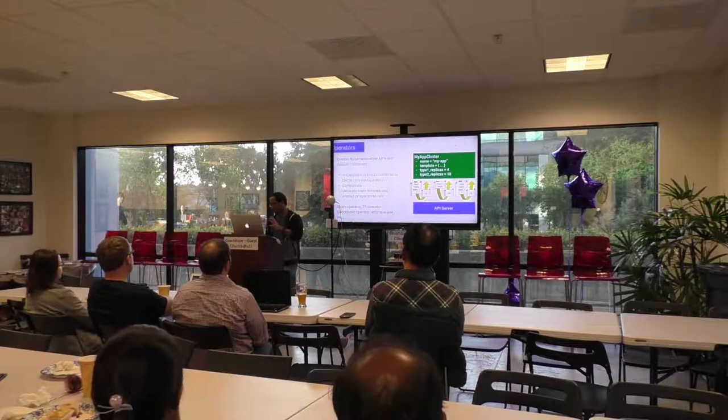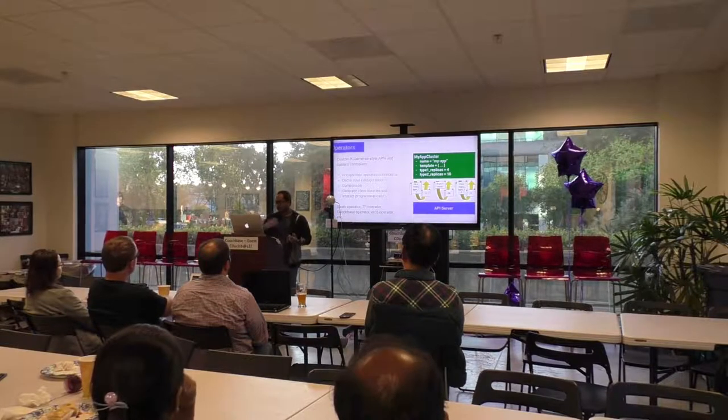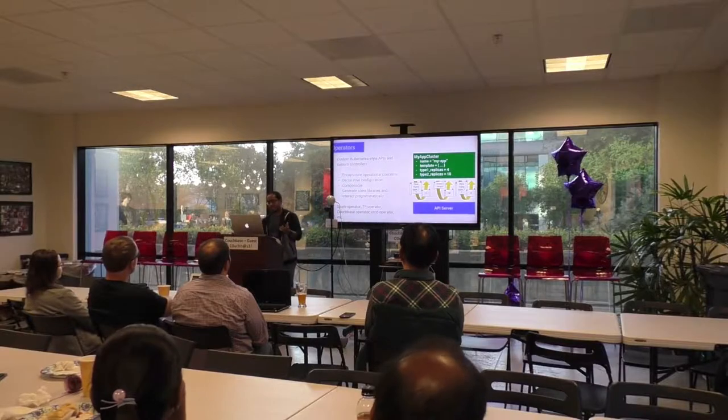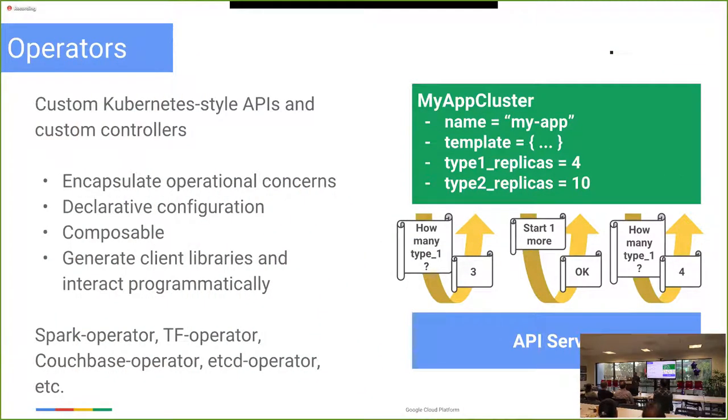So operators are nothing but a custom API, and this is not compiled into Kubernetes in any way. You create the custom API at runtime, and then you say, like in the example on the right, this API is called My App Cluster, and it has a notion of type 1 replicas and type 2 replicas, which are not tied to anything else. Kubernetes has no idea a priori what those even mean. So it lets you create this custom API, and you write a custom controller, and we're making advances to make that easier to write. The custom controller is going to look at this API and then decide what to do. In this case, you can see it's querying for how many type 1. That's your custom controller doing this reconcile.